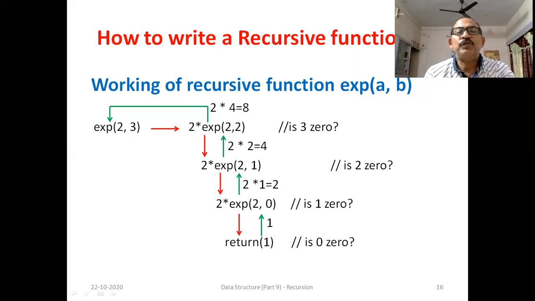Now exponent(2, 2) receives the value 4. Now the suspended activity at this place is 2 into the value of exponent(2, 2), that is 2 into 4, which is equal to 8. Now this value 8 is returned to the previous calling place, which is exponent(2, 3). Now exponent(2, 3) receives the value 8, and this is the answer of exponent(2, 3), that is, 2 to the power 3 is equal to 8. Okay.